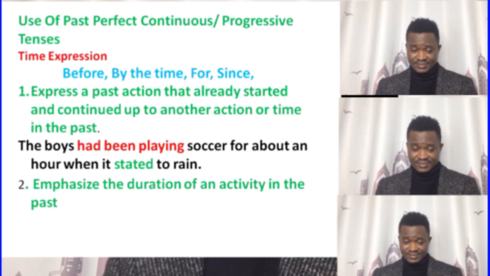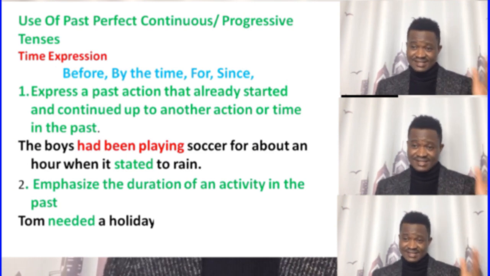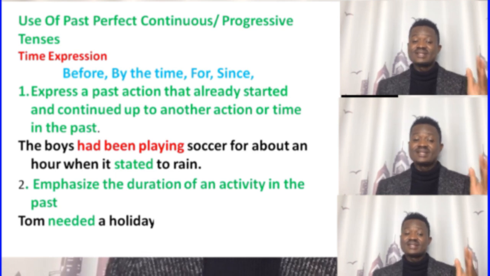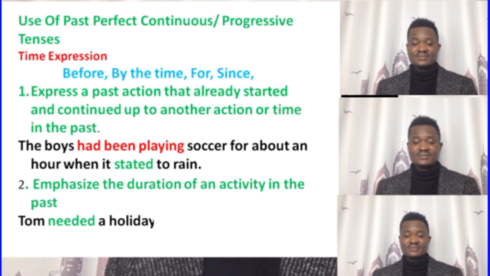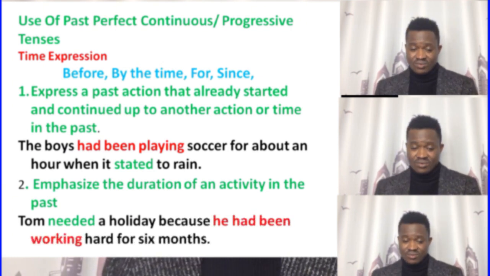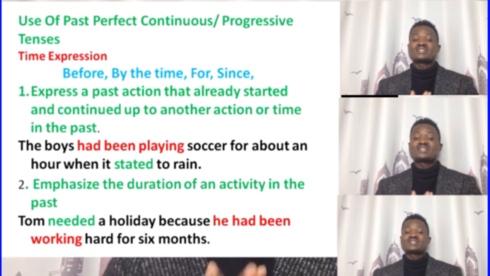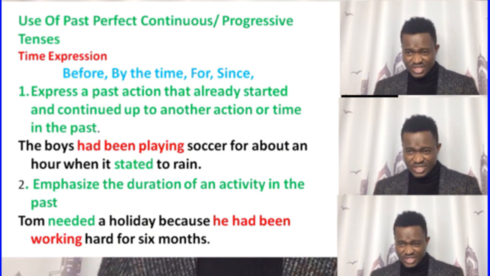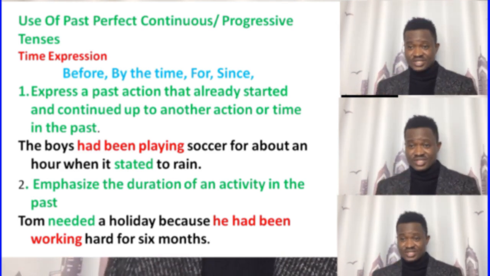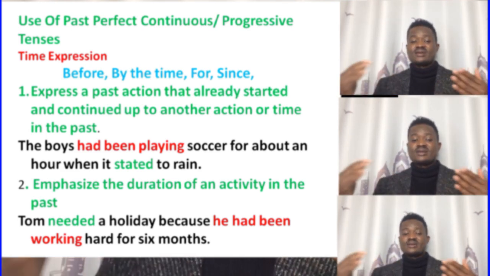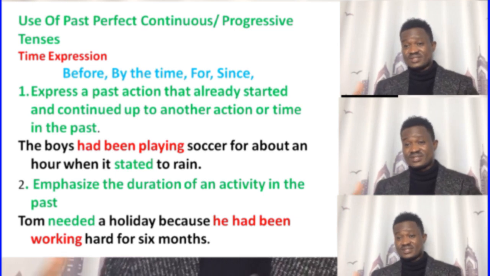So, for example here: Tom needed a holiday. That's the simple past. Now let's go to the past perfect progressive: because he had been working hard for 6 months. So for 6 months, this is the duration. That's also to emphasize the duration.